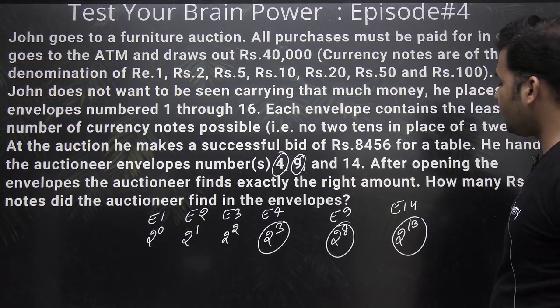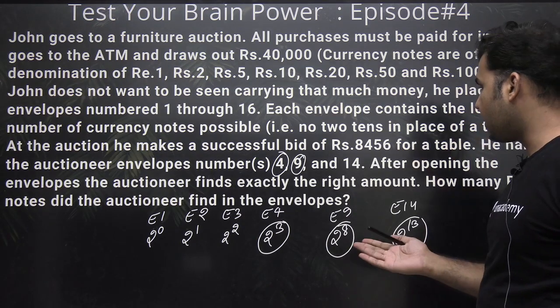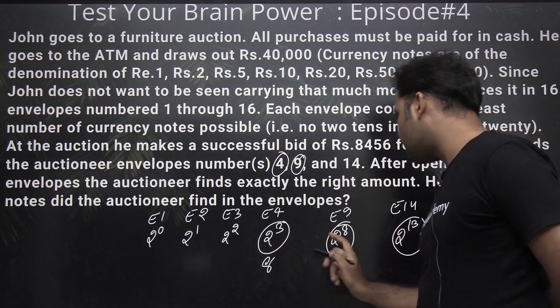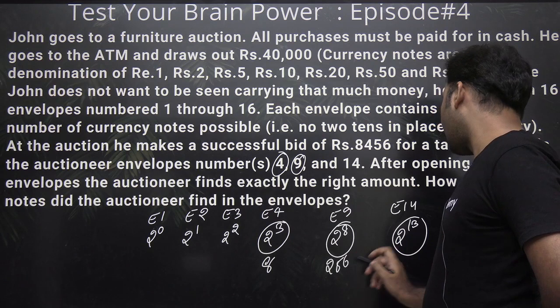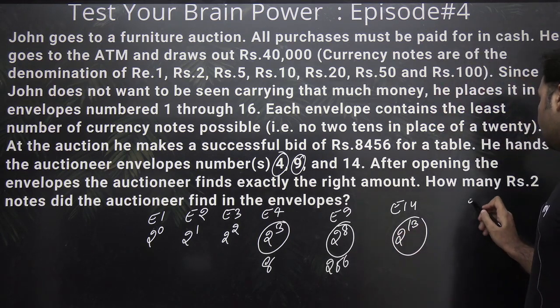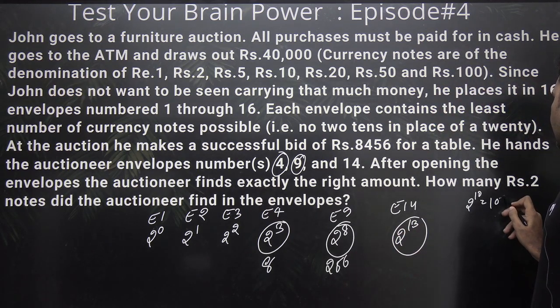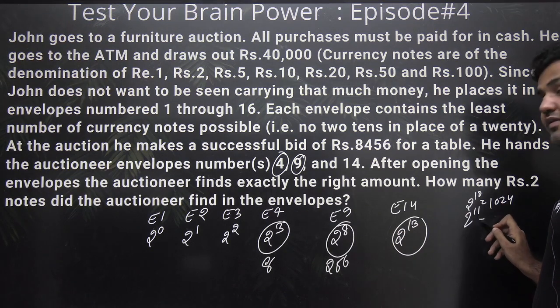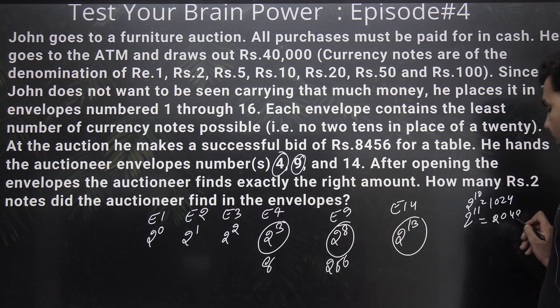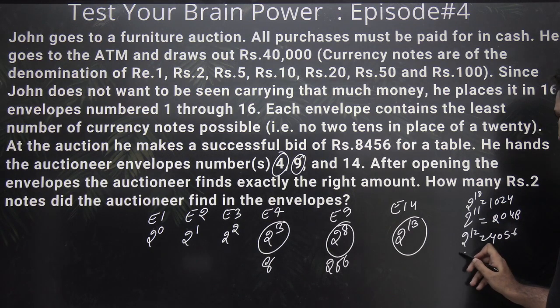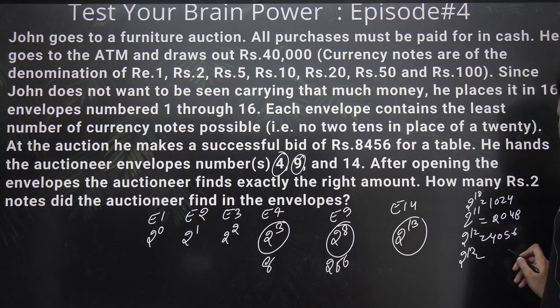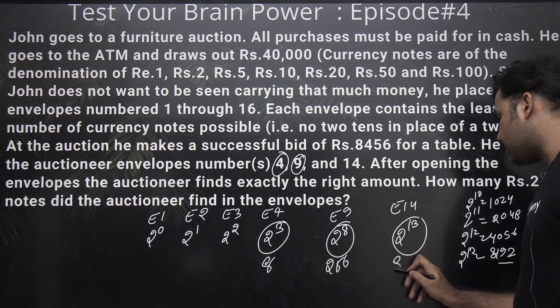Now, let's count them up. 2 power 3 is 8 rupees. 2 power 8 would be 256. Now let's count 2 power 13. 2 power 10 we know is 1024. 2 power 11 is 2048. 2 power 12 is 4096. And 2 power 13 would be 8192 rupees, right?